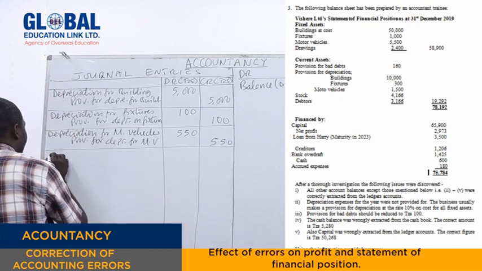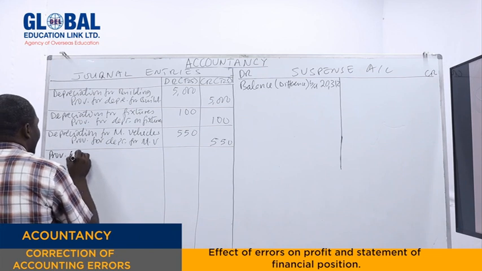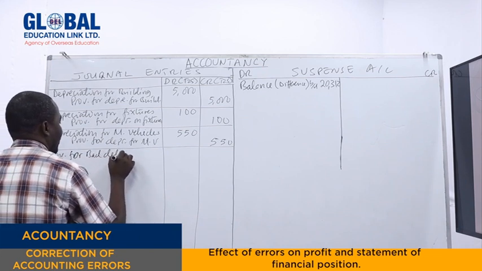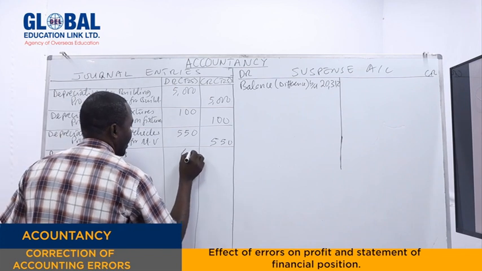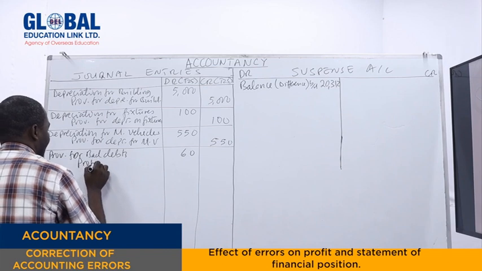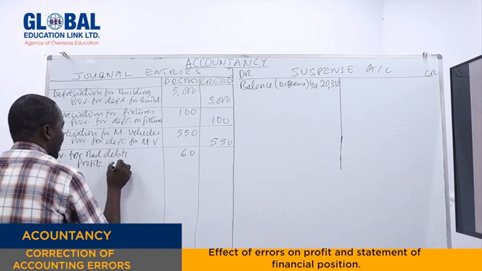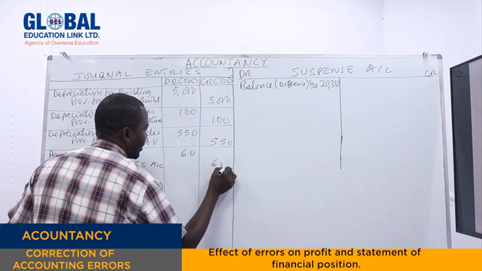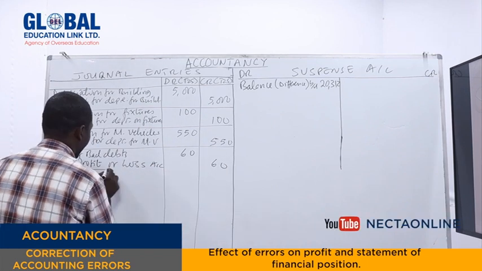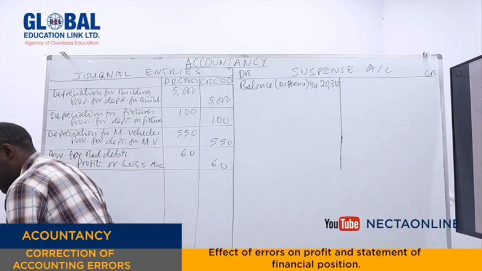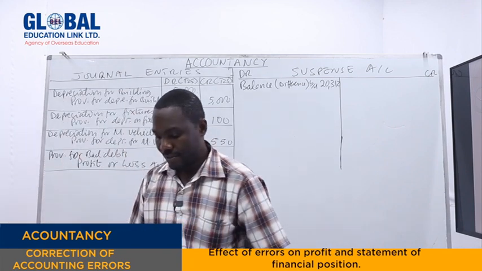We debit provision for bad debts by 60. We credit profit or loss account as a recovery, as a gain from the expected provision.